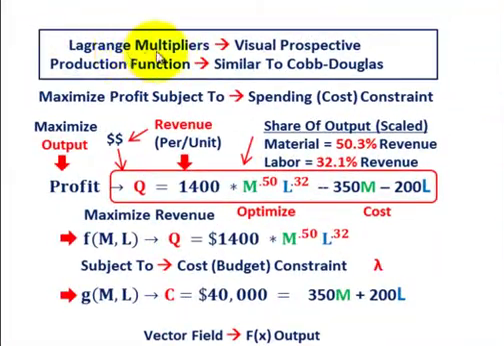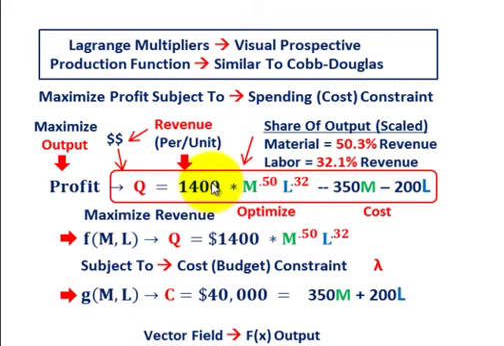What we're going to be going over here are Lagrange multipliers, and we'll do it from the visual perspective. We'll throw the math in at the end, but we'll do it in terms of a production function, which is really similar to the Cobb-Douglas production function. This is our production function here, and what we want to do is maximize our output, and we want to do it the most efficiently, at the least cost.